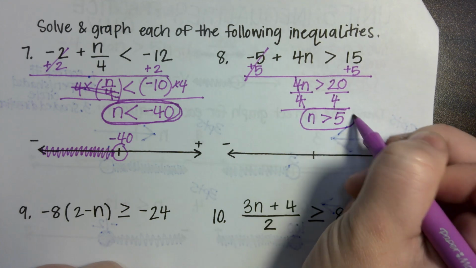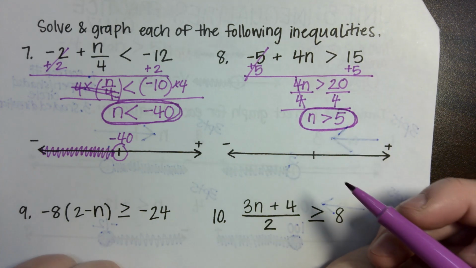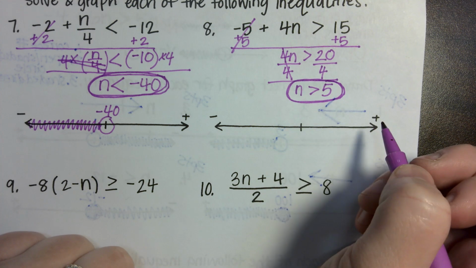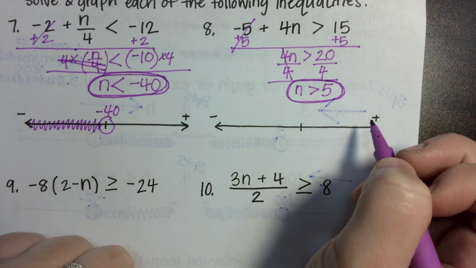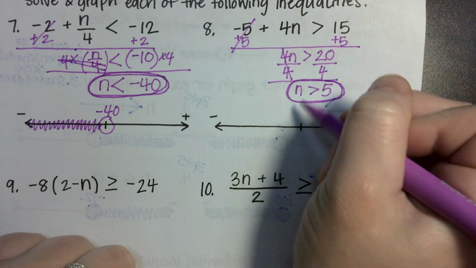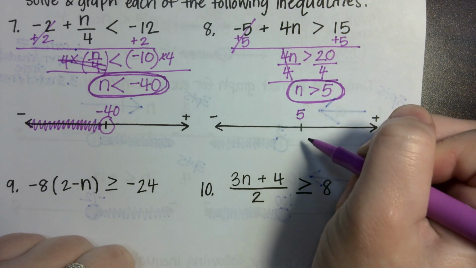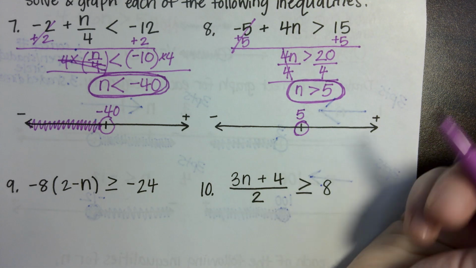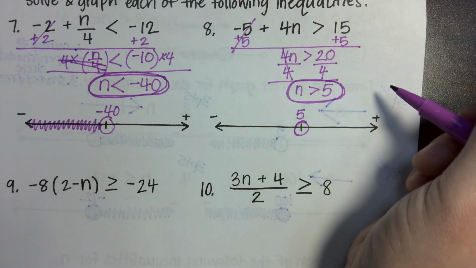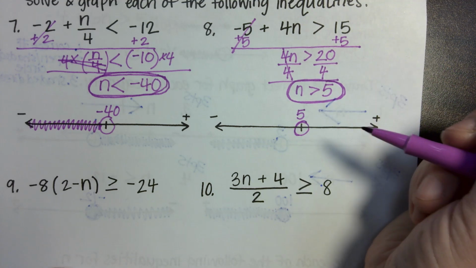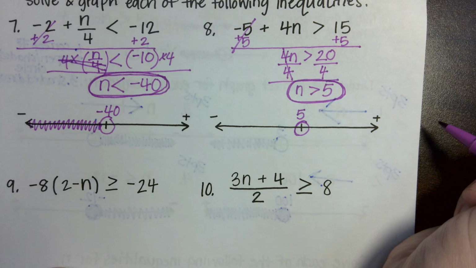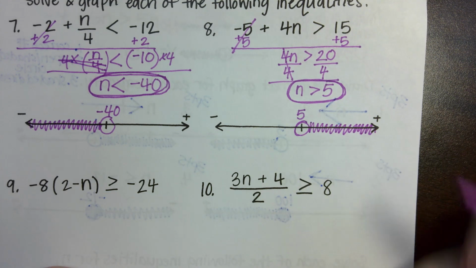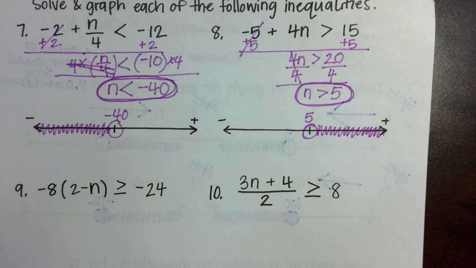So we circle our answer for n. And how do we draw the graph? Circle, put the 5 above the tick. Perfect. Label our tick mark with the number 5. Circle. Shaded or open? Open. Good. In which direction do we shade? To the right, where numbers get bigger because n is bigger than 5. Okay, any questions on number 8?